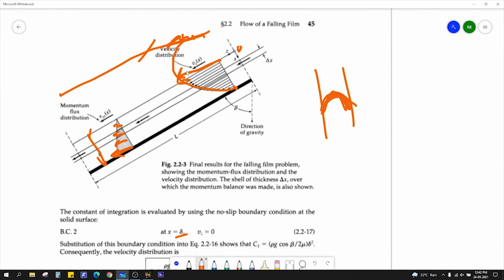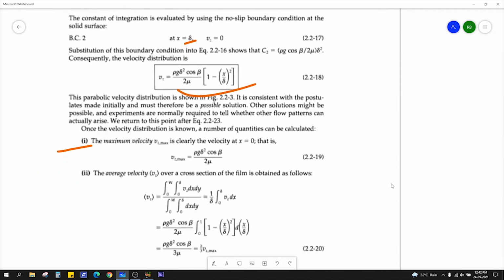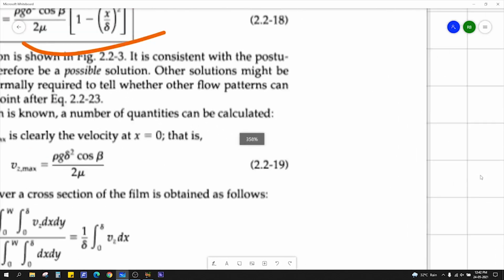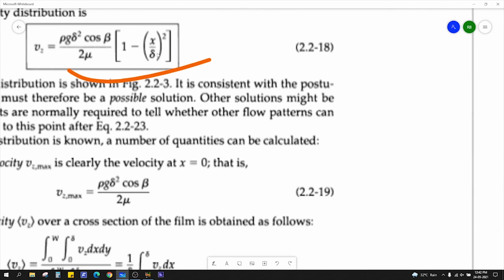This is the origin point. So to get the maximum velocity, simply put x equal to 0 here. So 0 by delta is 0, 0 square is 0, then 1, just simply this value, right? So your maximum velocity is this.